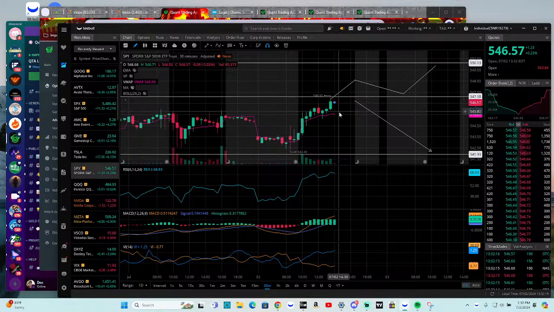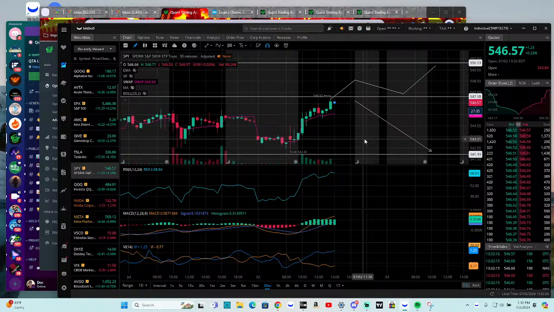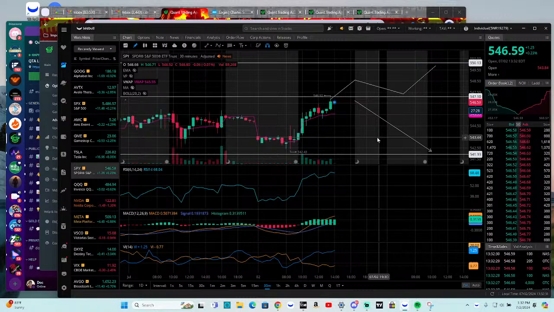So we're going to watch for that VWAP hold for a chance higher. If that VWAP breaks, we go falling down to 542. But that's the long and the short of it right there.